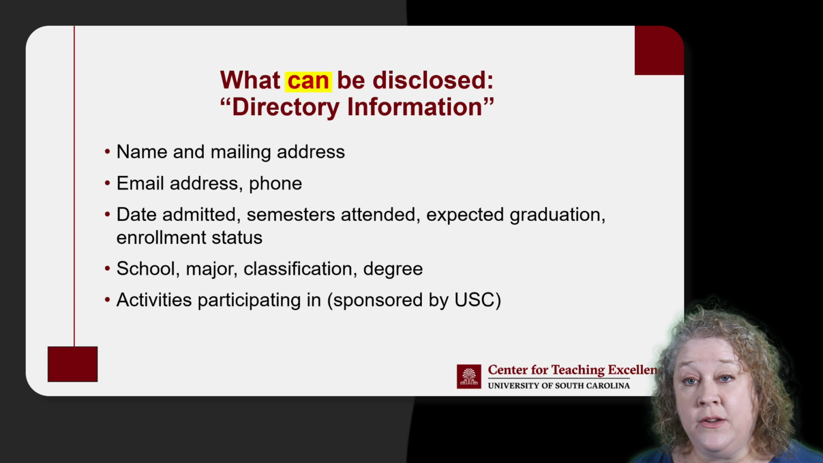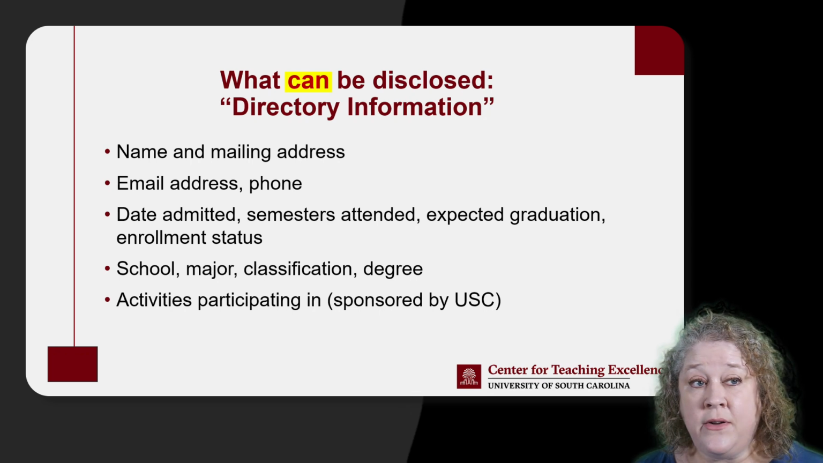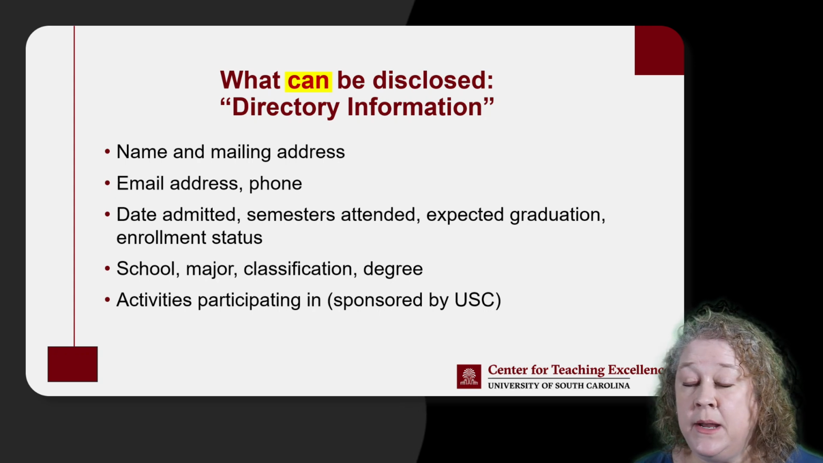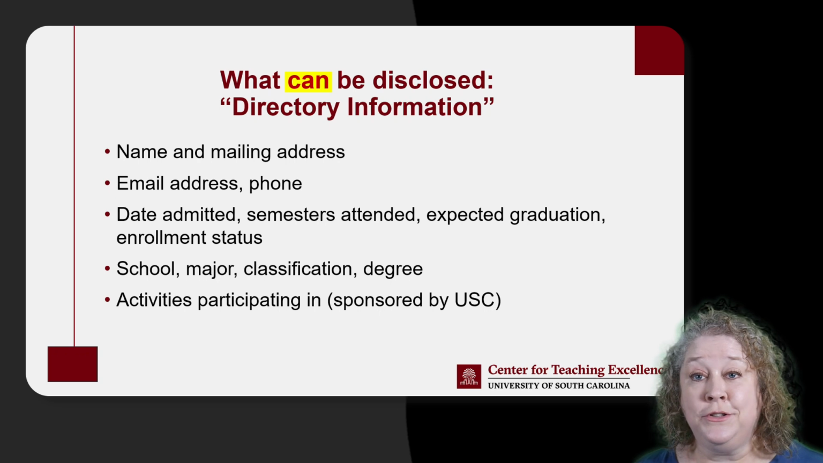So, directory information. This is what can be disclosed without a student's permission. This is their name and mailing address. It might even be where they live, their email address and phone, when they were admitted to USC, their graduation date, their major, the degree they're getting, activities that they participate in that are USC related. As you look at that list, this is information that is personal to you, but this is information that can be disclosed without the student's permission, with an exception, which we'll get to.